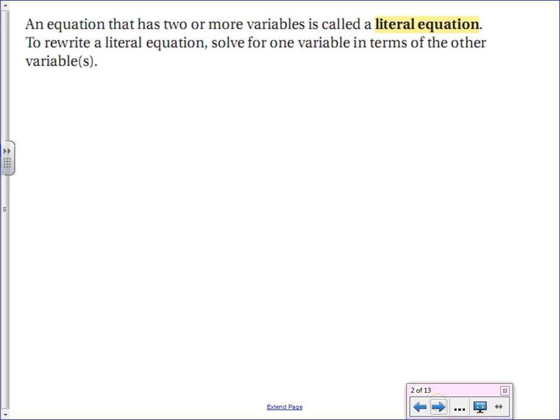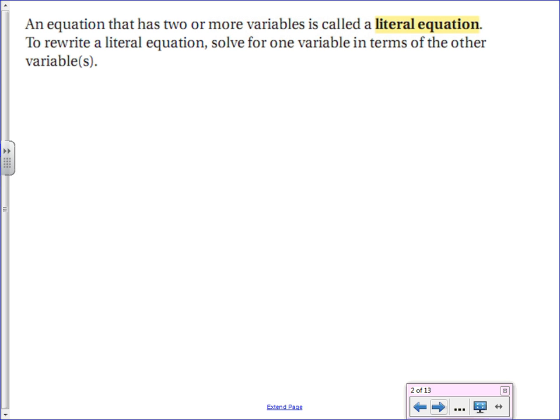So let's take a look at a definition that you should need to know. Literal equation. What is a literal equation? An equation that has two or more variables is called a literal equation. To rewrite a literal equation, solve for one variable in terms of the other variable. So in other words, we're going to have equations with multiple variables, and we're going to solve for one of those variables to get it by itself.